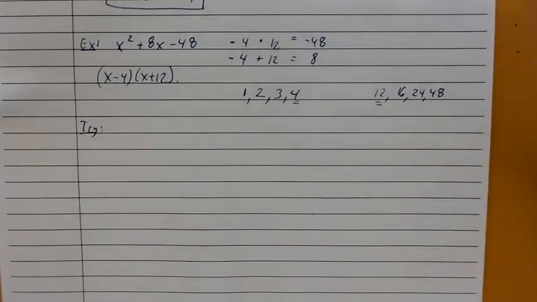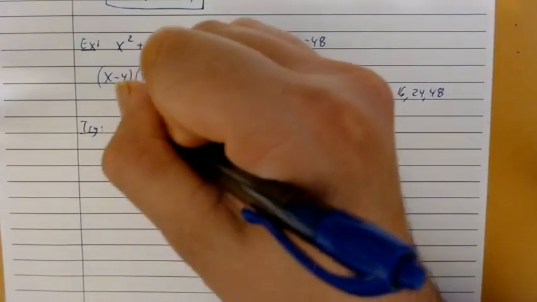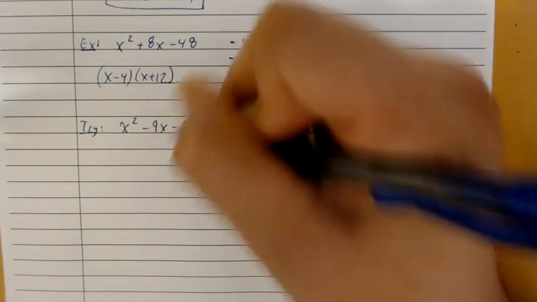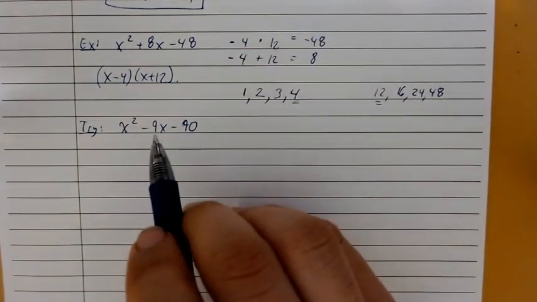You're going to factor x squared minus 9x minus 90. All right. Go ahead and pause the video and give this a try.